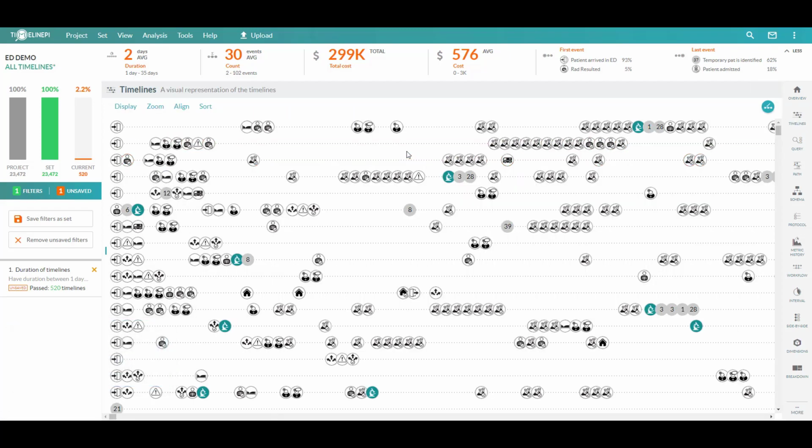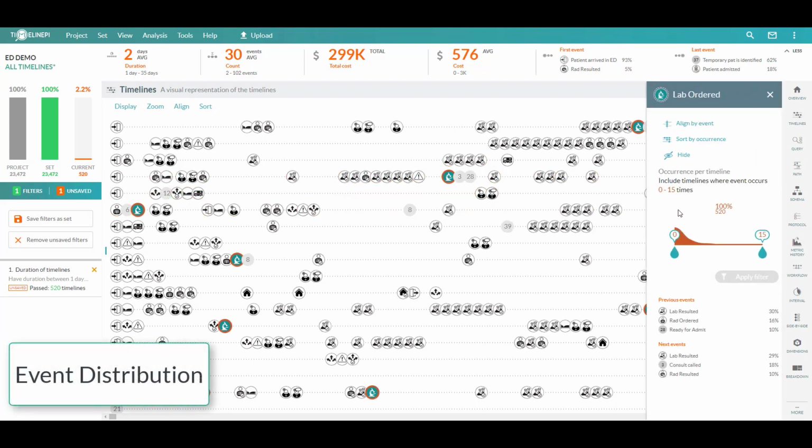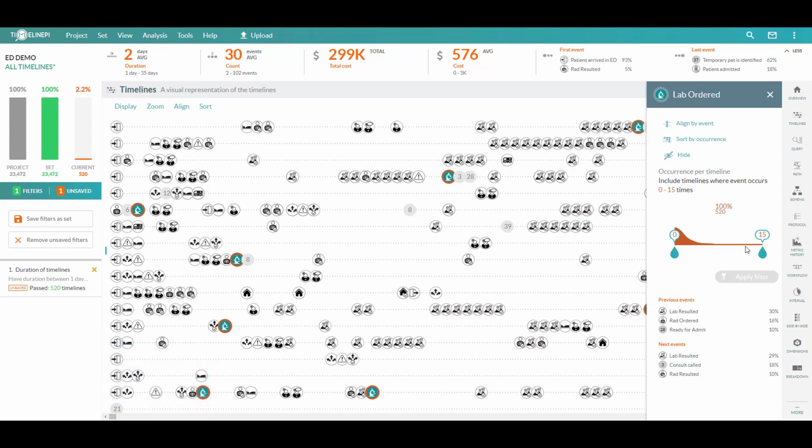Now, one other consideration could be that certain events are taking too long to complete, and we're not getting things back in time. For example, maybe we're not processing lab orders as quickly as we might expect that we should. By clicking on any one of our different events, in this example the lab ordered event, we can get a distribution on exactly how commonly this lab ordered event is occurring. And we can see there are anywhere between 0 and 15 different lab orders placed as a part of these patient encounters, which is a relatively high number.